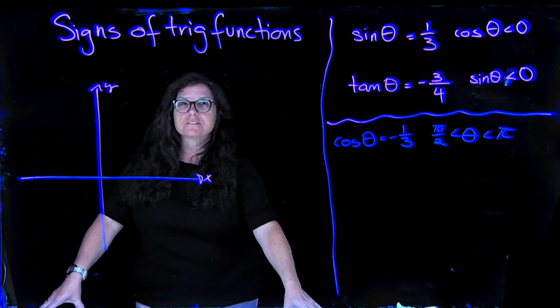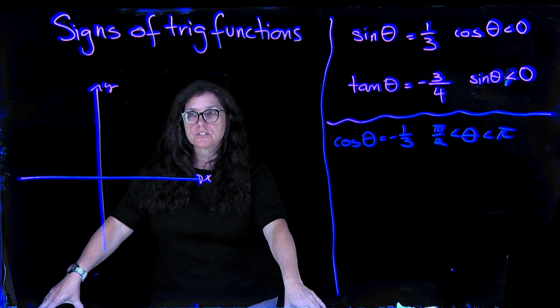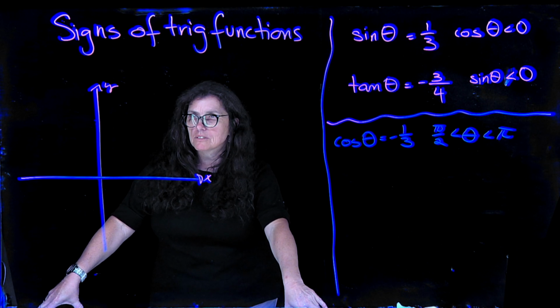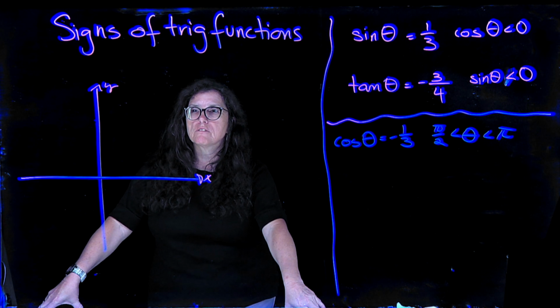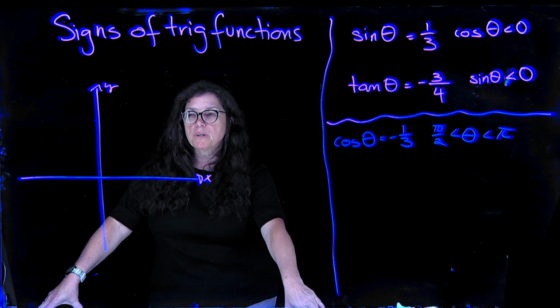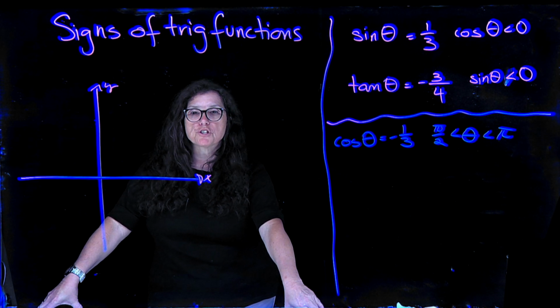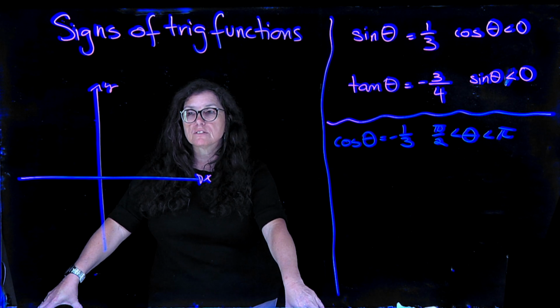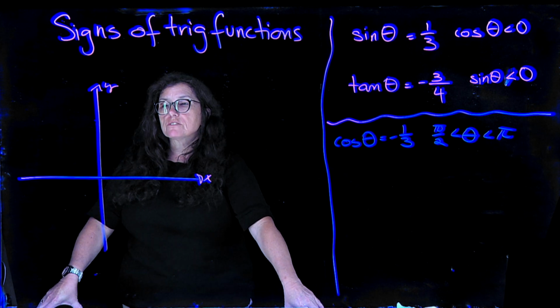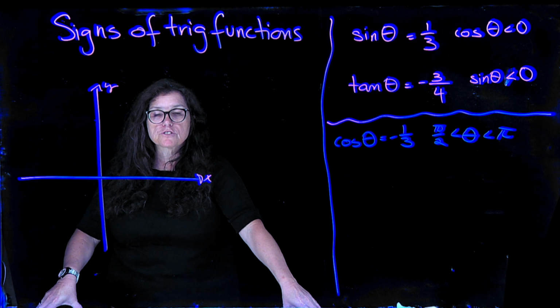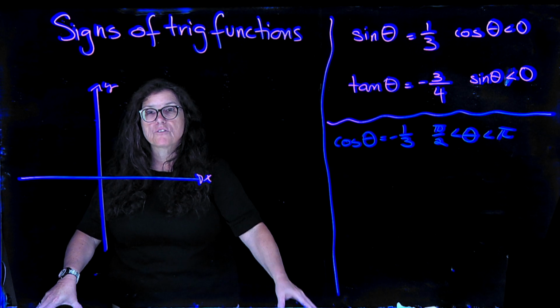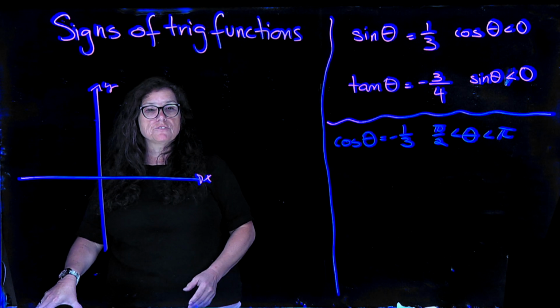Let's take a look at the signs of the trig functions. This is very important and always a great concern for errors. You really have to pay attention to which quadrant your angle is located in, and based on the quadrants, your trig functions have different signs. So it's really important that you understand that.